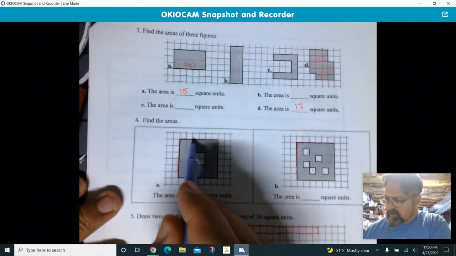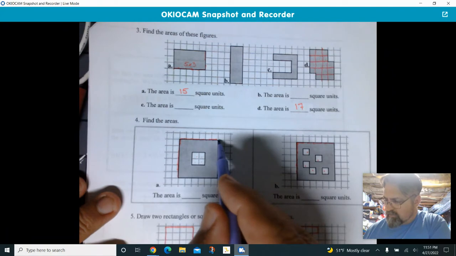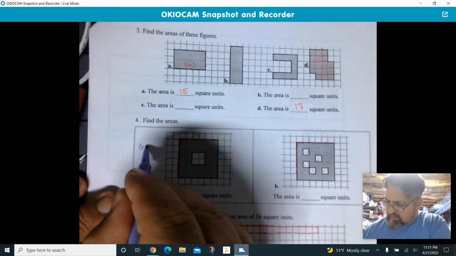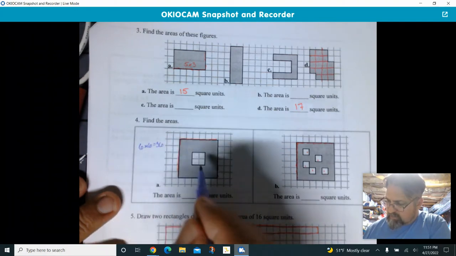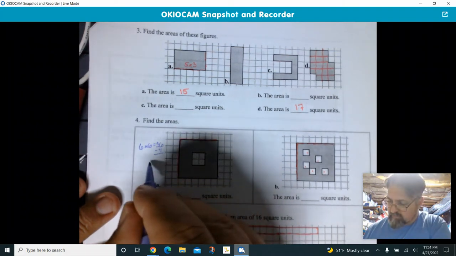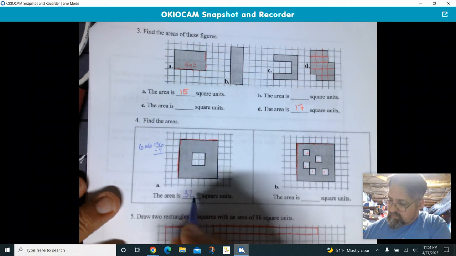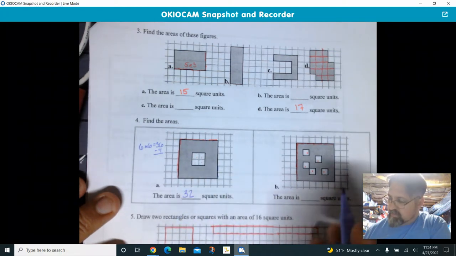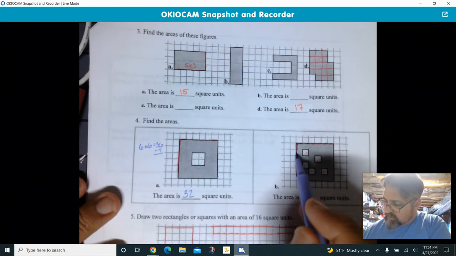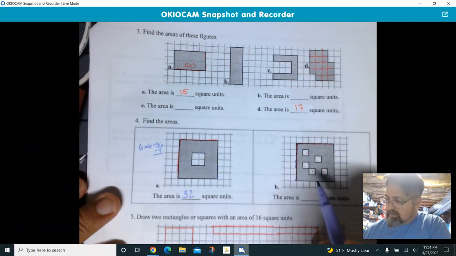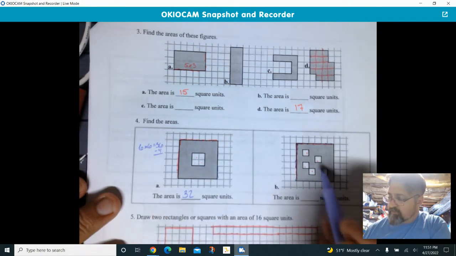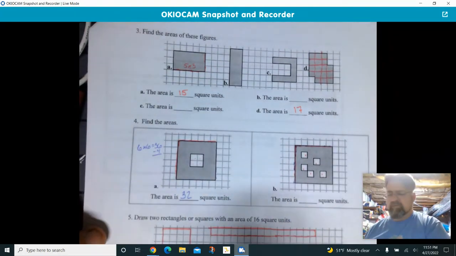Let's see, this was 1, 2, 3, 4, 5, 6 by 1, 2, 3, 4, 5, 6. 6 times 6 is 36. And we have to take away 1, 2, 3, 4. Minus 4 leaves 32 square units. This one is 1, 2, 3, 4, 5, 6 by 1, 2, 3, 4, 5, 6. Then how many spots are missing from the middle? 6 times 6, you'll get 36 again. And you're taking out 1, 2, 3, 4, 5. You can figure that one out. Hopefully you've already got it figured out.